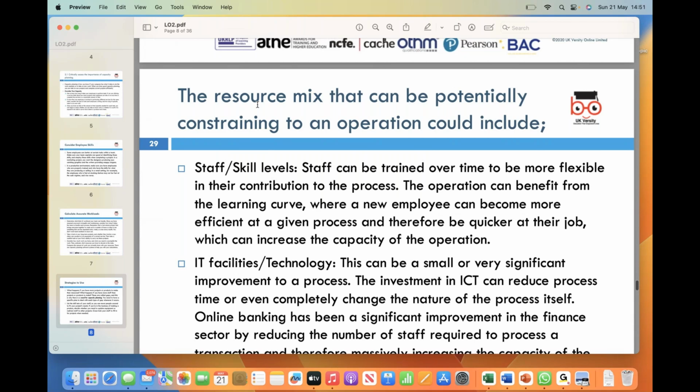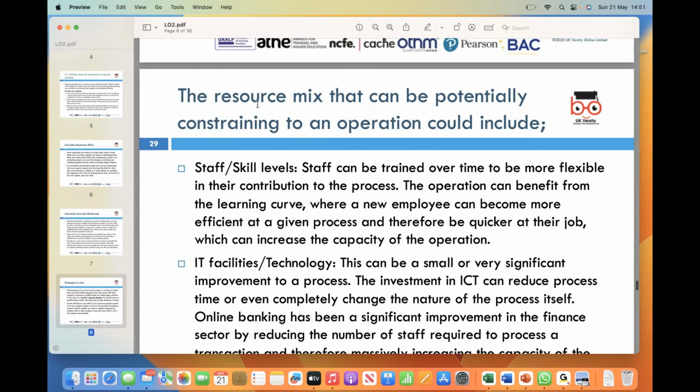First, let's consider staff level. The availability and proficiency of employees can play a crucial role in determining the success of an operation. Staff members can be trained to enhance their skills and become more versatile in contributing to different aspects of business processes. As they gain experience, they often become more efficient and quicker at their job.